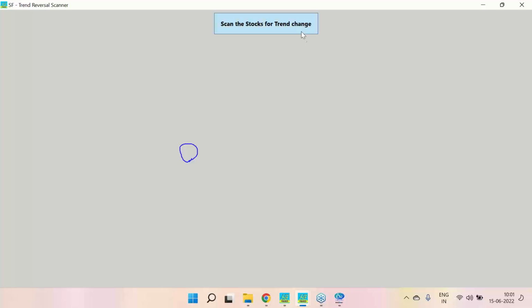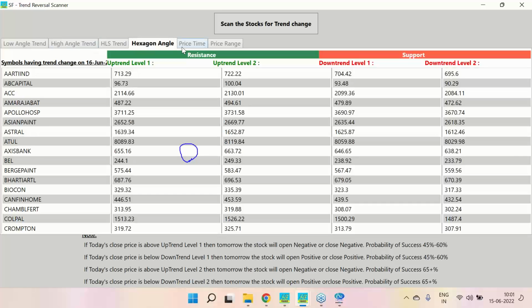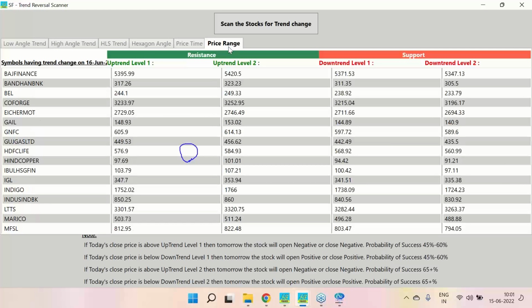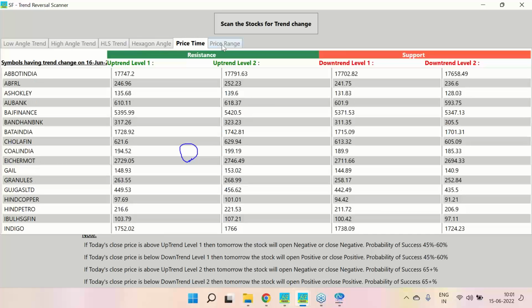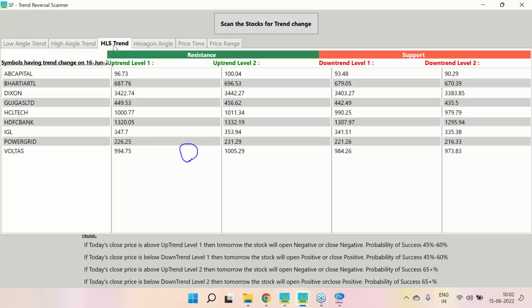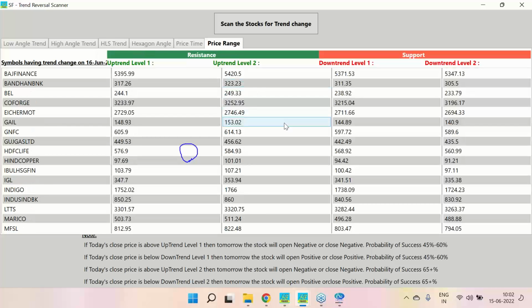Also, we have added that trend reversal scanner. We have integrated a couple of things here: the hexagon angle, based on that also, the trend reversal scanner. We have integrated price range and price time. So these three also got added. Low angle, high angle, and high-low square were already in the scanner, so we have added hexagon, price time and price range. The scanner is highly useful.